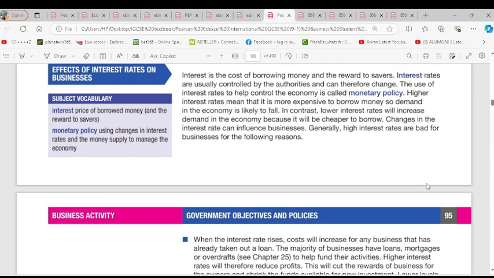Effects of interest rates on businesses. I told you what interest rate is. Interest rate is the price of borrowing and the benefit of saving. The cost of borrowing and the benefit of saving.